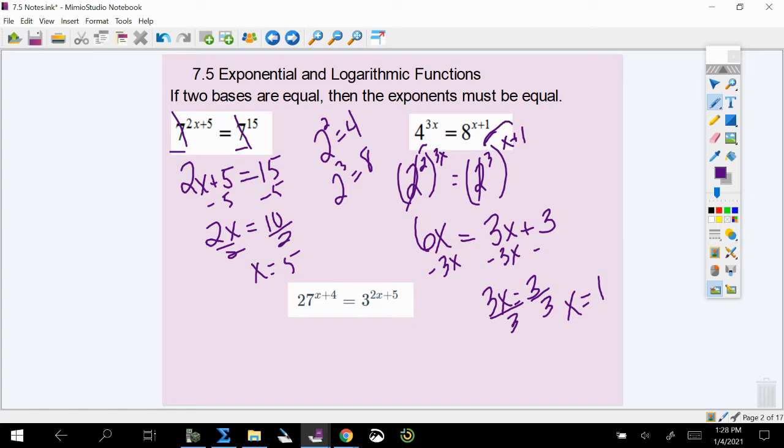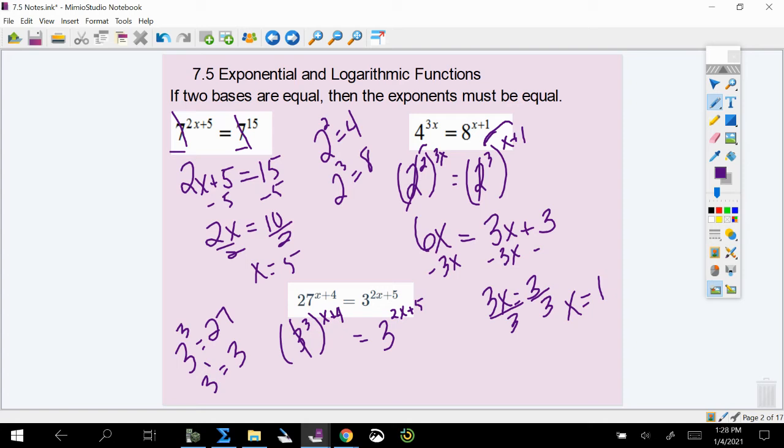The next one came straight from Delta Math. You can kind of tell by the font. I can get both 27 and 3 to be base 3 because 27 is 3 cubed and 3 to the first is 3. So both of them I can get to be in base 3. So I'm going to write this as 3 cubed, but it's still to the x plus 4. And I'm going to keep this as it is. I don't need to change it. It's already in base 3.